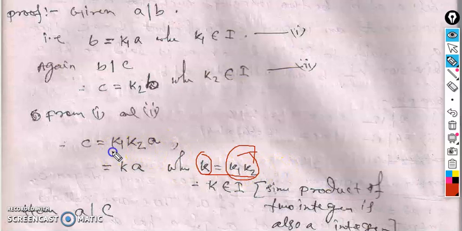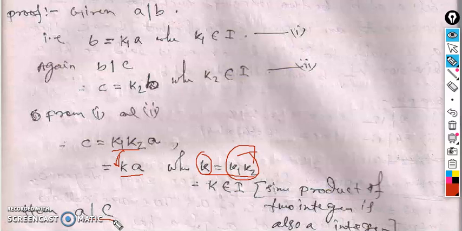Exactly for that reason we replace k1 k2 by k, and it represents that c is equal to some integer into a, which satisfies the norms of divisibility. Exactly for that reason we say a is a divisor of c, which is our motto, and it's satisfied. That means from this particular theorem we can easily recognize that divisibility is a transitive property.